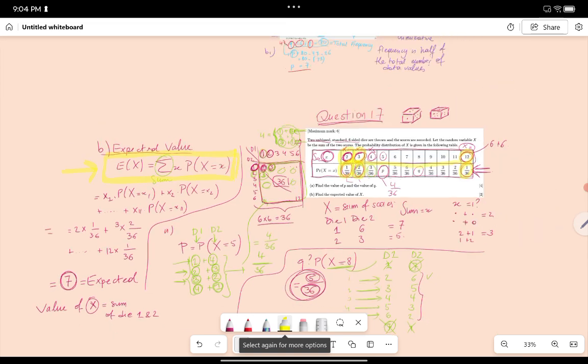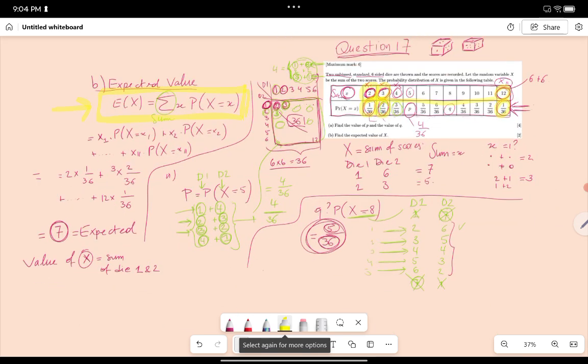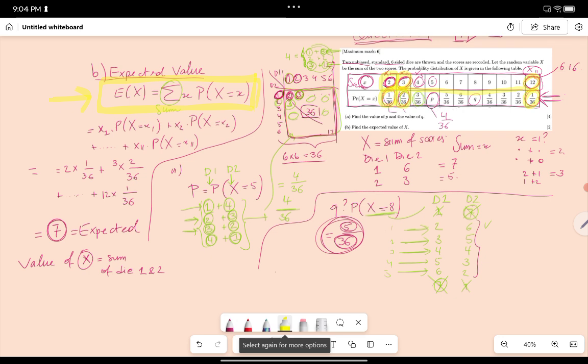So this is really like a probability question. So important things to remember is that if we have this probability distribution table, the sum of all the probabilities must add up to 1.